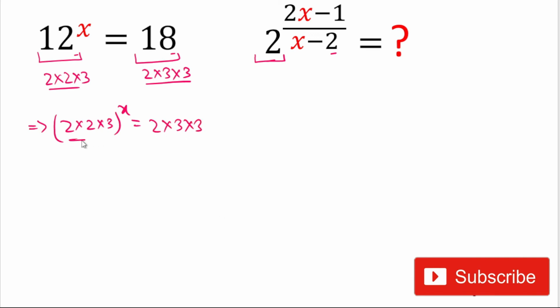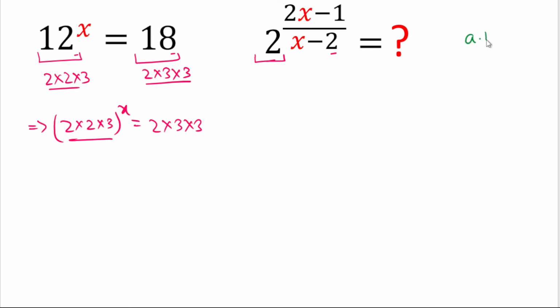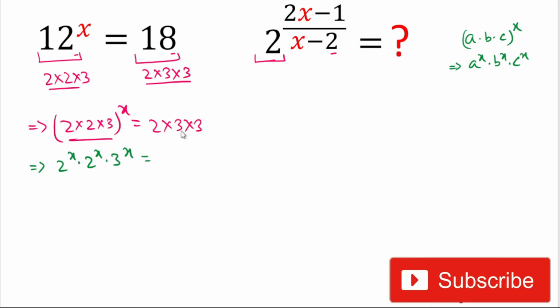Here, according to the rule of indices, we'll separate the power. Look here, according to the law of indices, if a times b times c is raised to the power x, we can separate the power and write a to the power x times b to the power x times c to the power x. Likewise we'll write here 2 to the power x times 2 to the power x times 3 to the power x, and on the right hand side 3 and 3 we can write as 3 square, therefore 2 times 3 square. Now here again 2 to the power x and 2 to the power x, so we can write it as 2 to the power 2x times 3 to the power x.